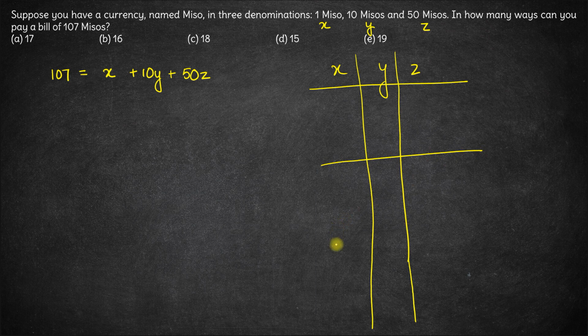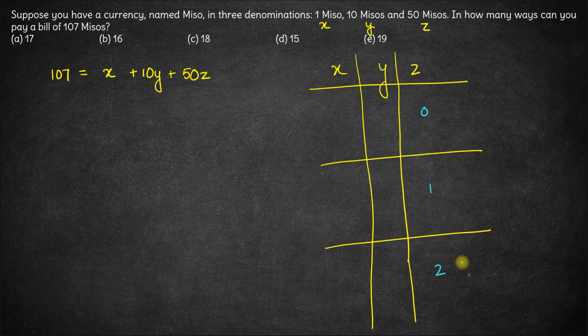Now if you look at Z here, because the coefficient of Z is highest, let's look at Z first. What are the possible values that Z can take? Z can be either 0, 1 or 2. Z cannot be 3, because then you have 107 minus 150, so X plus 10y will come out to be negative, but that cannot be the case. X plus 10y can be at least 0, it cannot be negative. Hence Z can only take these 3 possible values, 0, 1 and 2.